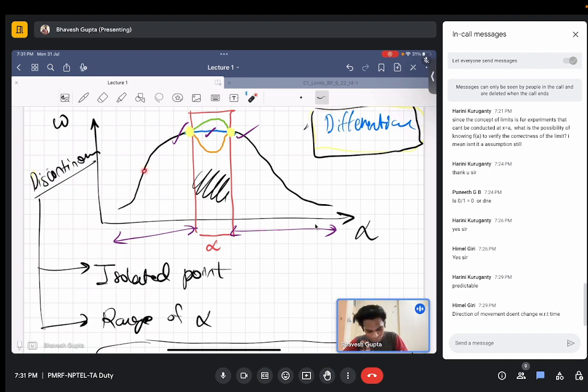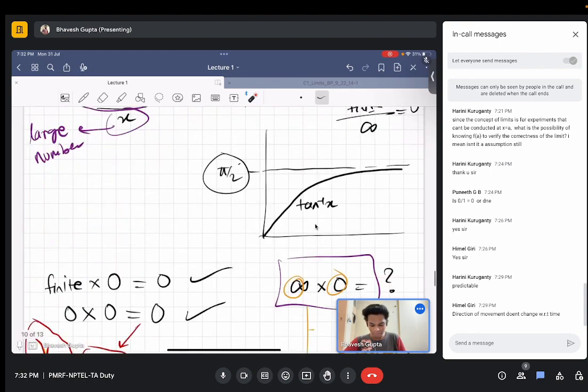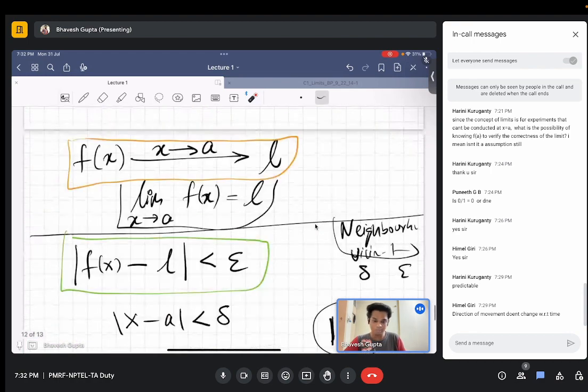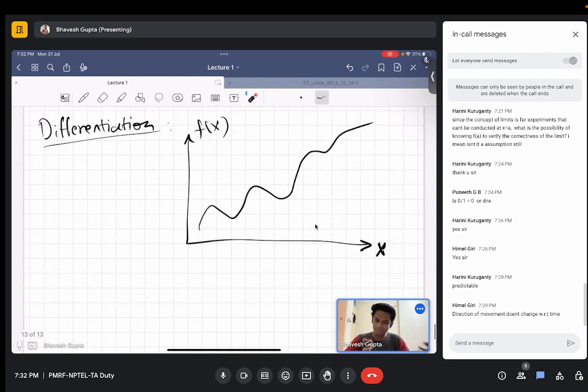And the moment I know the slopes around here, I can predict. If I know this point, I can predict this point. If I know this, I can predict because of the slope. And that's why differentiability becomes very important. It helps you to predict.